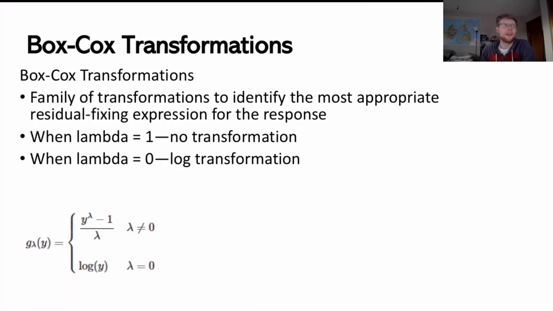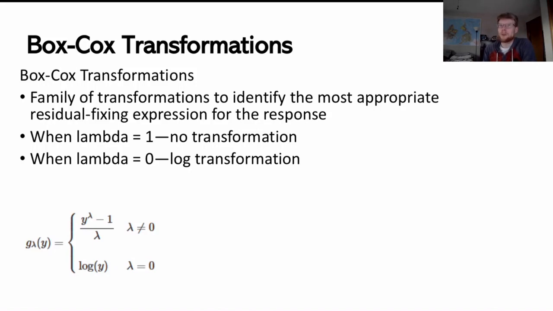All right. So that was what's called a log transformation on the response variable, which is fine for a lot of situations. But a log transformation isn't going to fix everything. It's not always the solution when we have a residual issue in our model. And so that's why we have a family of transformations that we can use to determine the most appropriate response transformation for a given situation.